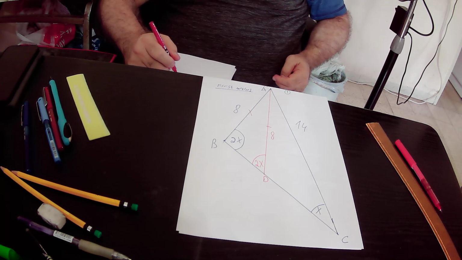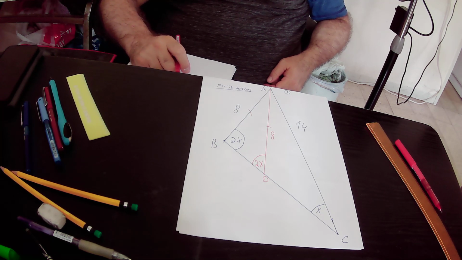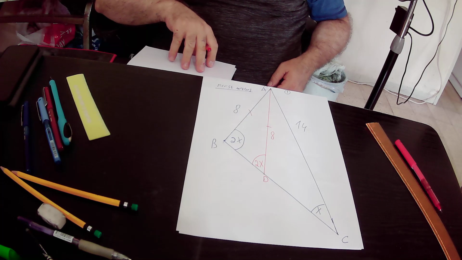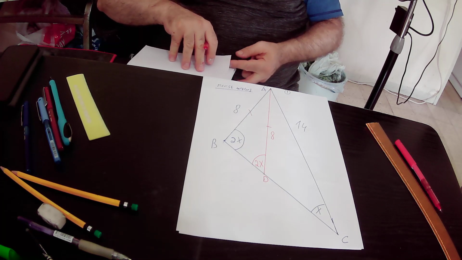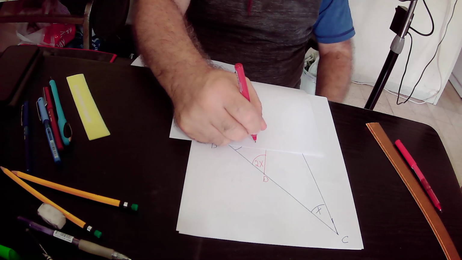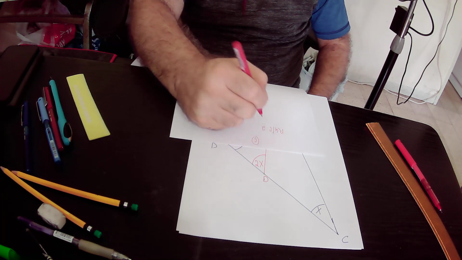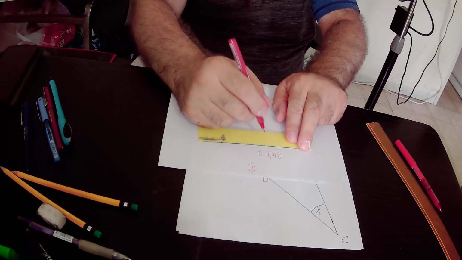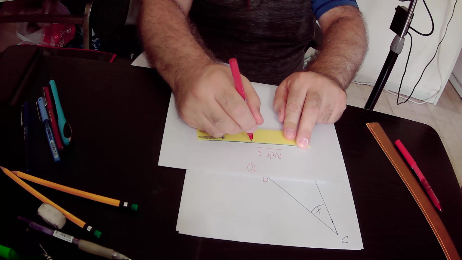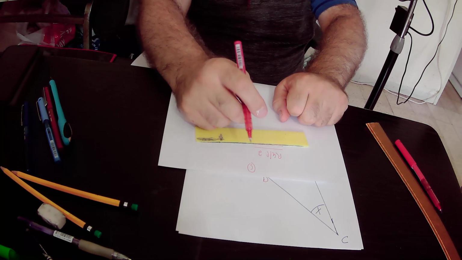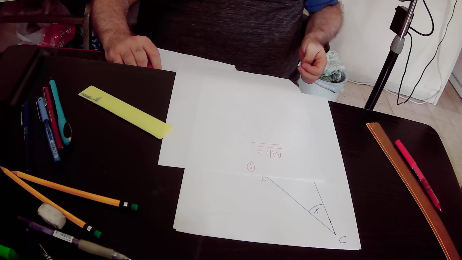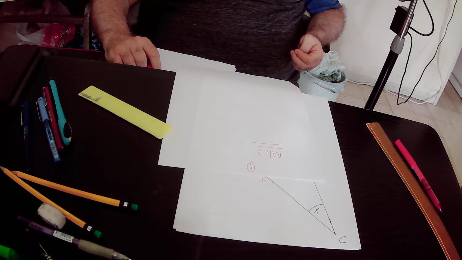And we have rule number 2. But before I present rule number 2, I will explain to you what an exterior angle is and what interior angles are.